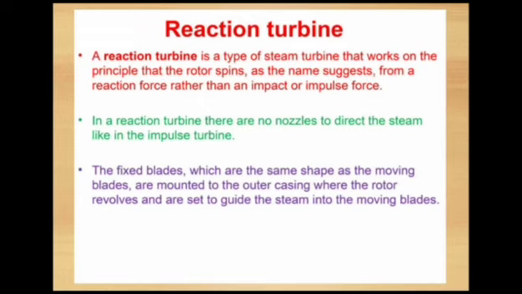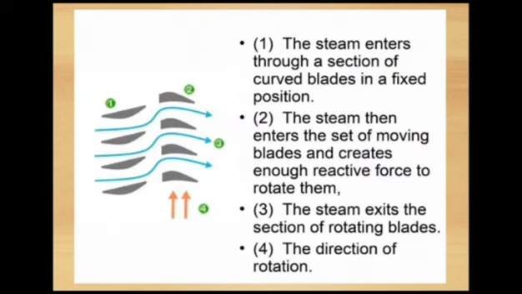Reaction turbine. A reaction turbine is a type of steam turbine that works on the principle that a rotor spins, as the name says, from a reaction force rather than the impact or impulse force. In a reaction turbine, there are no nozzles to direct the steam flow as in an impulse turbine. The fixed blades, which are the same shape as the moving blades, are mounted to the outer casing where the rotor revolves, and guide the steam into the moving blades.